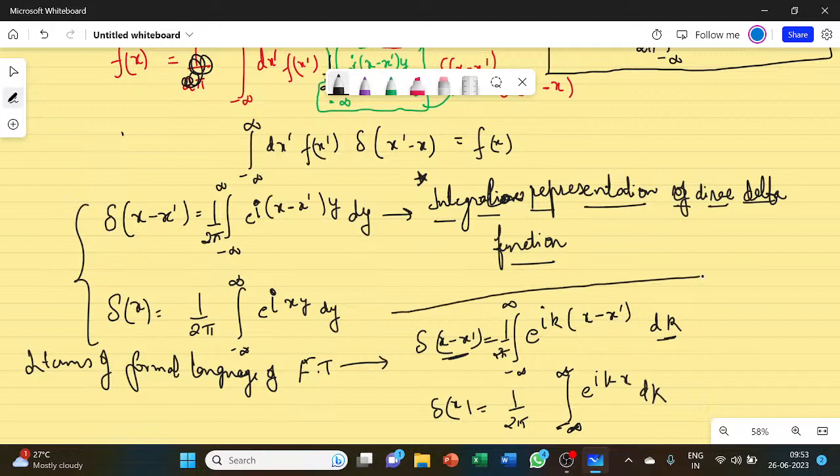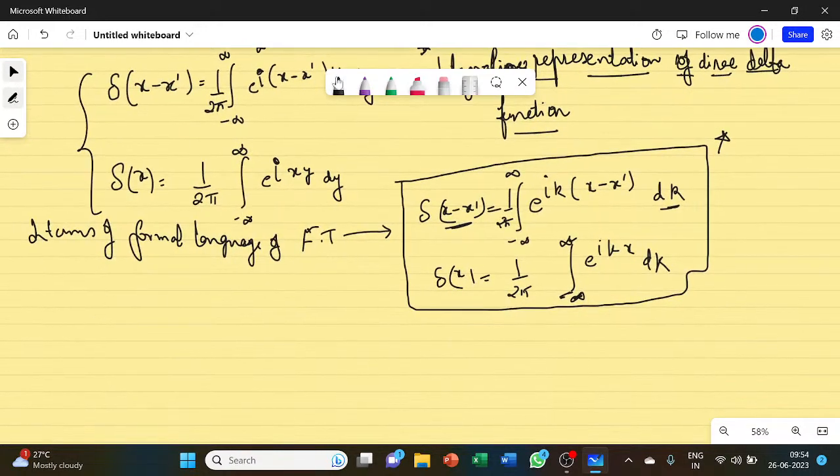Even if you're not able to follow the derivation that I made, please remember these two integral representations. These are quite important when it comes to your exam or otherwise in general also. Okay, what to do about Fourier transform in three variables?